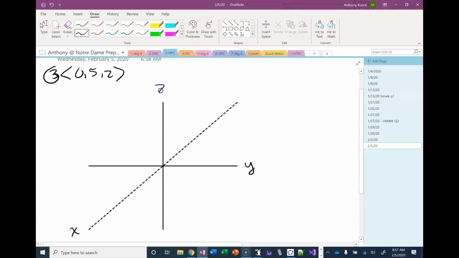So remember that the axes are x, y, and z. So for the vector, the x component is 0, right? So this is really just 2 dimensions in y and z. So 1, 2, 3, 4, 5 on the y, 1, 2 on the z. So there's my point, and there's my vector.